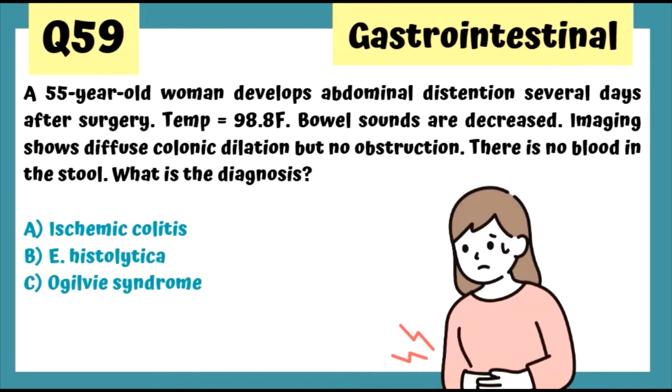Question 59. A 55-year-old woman develops abdominal distension several days after surgery. Temperature is 98.8. Bowel sounds are decreased. Imaging shows diffuse colonic dilation, but no obstructions. Everything's dilated. There's no blood in the stool. Everything's dilated. What's going on over here?